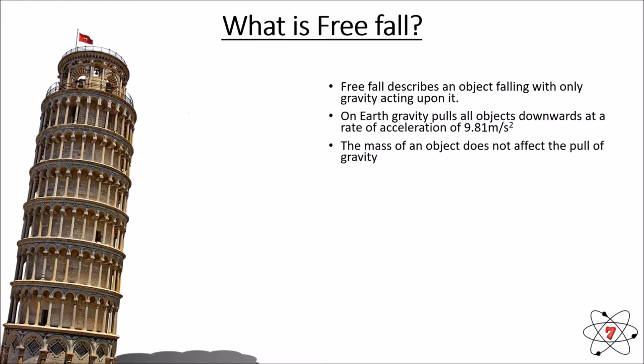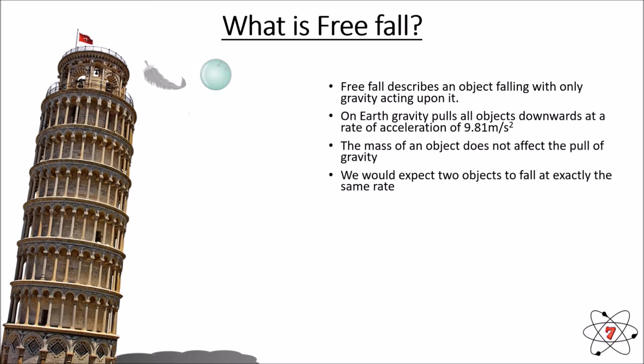Now, this is really important, and a lot of people get this wrong. A lot of people think that the heavier an object is, the faster that it falls. In reality, the mass of an object does not affect the pull of gravity. All objects, regardless of their mass, are pulled down by gravity at the same rate. So everything accelerates at 9.81 meters per second squared if it's being pulled down by the Earth's gravity. So we would expect two objects to fall at exactly the same rate.